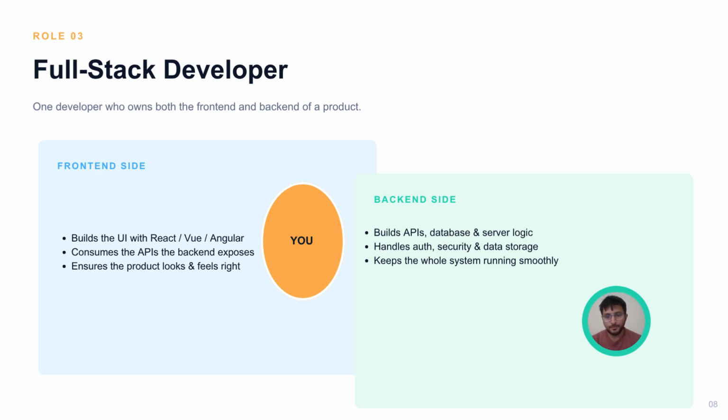Now next we will talk about the full stack role. So what is the full stack role? It is very simple: a developer who owns both sides of the product. On the front end side they build the UI and consume the API, and on the backend side they build those same APIs, manage the database and handle the security.